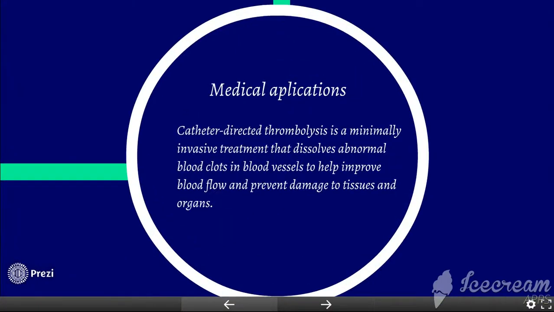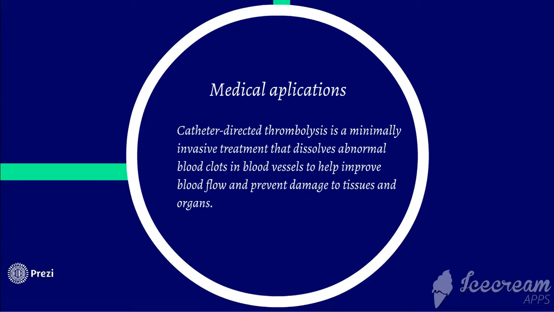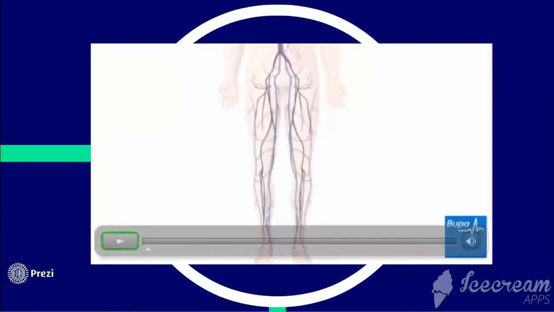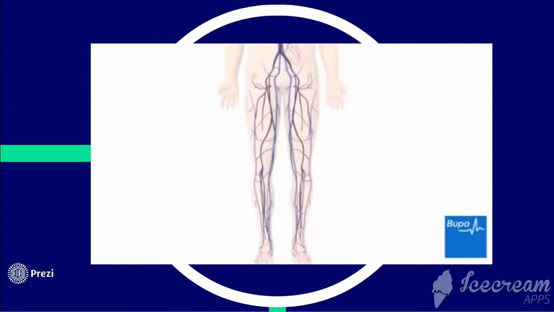Medical application. Catheter-directed thrombolysis is a minimally invasive treatment that dissolves abnormal blood clots in blood vessels to help improve blood flow and prevent damage to tissues and organs. This shows how deep vein thrombosis, or DVT for short, forms. DVT is a condition where a blood clot forms in a deep vein, usually in the leg.